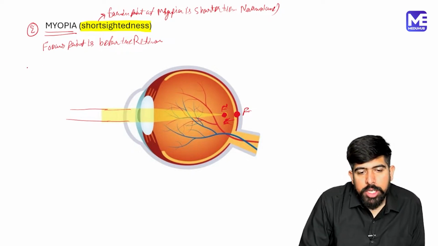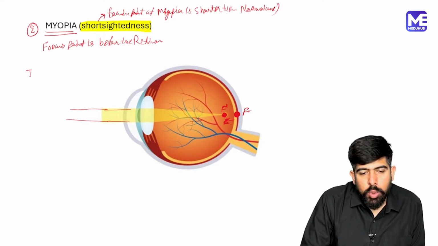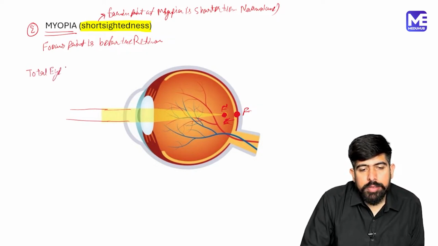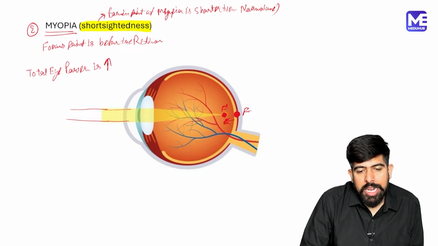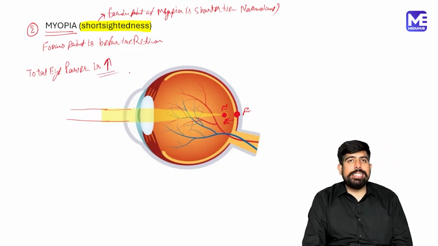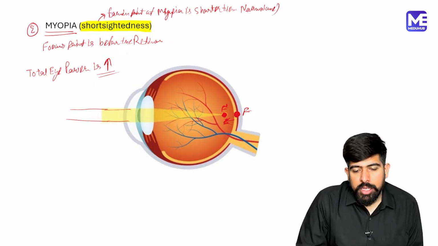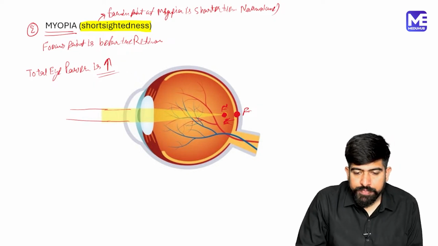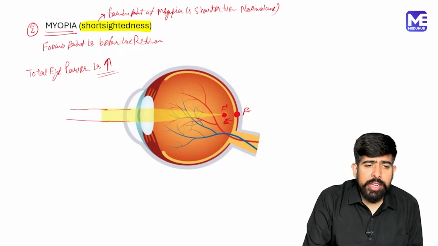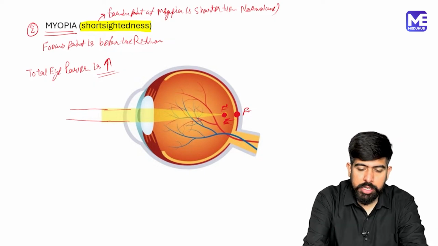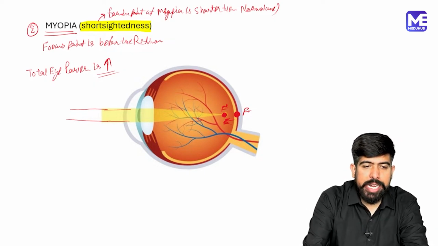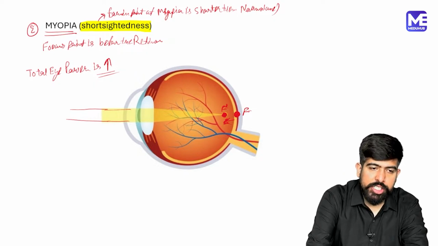If I'm talking about the total eye power, the total eye power is increased here. So the total eye power will be increased. As we talked about, what is our total eye power? Our eye power is 58 to 60. Very good.